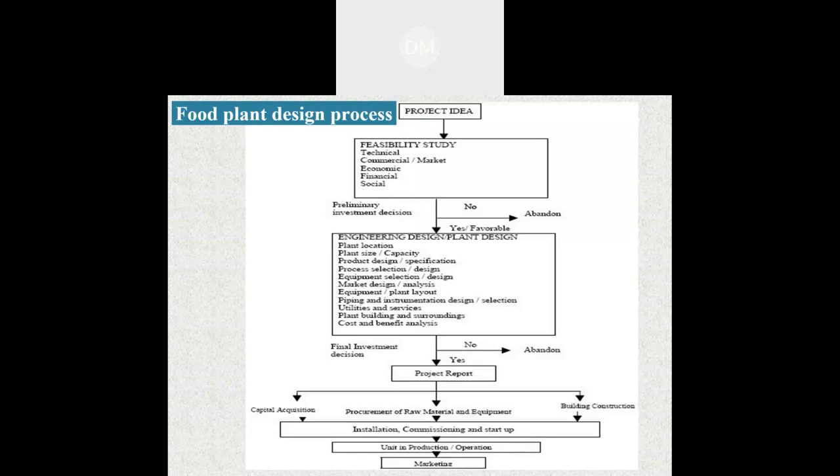Okay. So again, all points good. Then finally the investment decision. After the study of all these points, you have prepared the project report. Then project report, then capital, so building construction and procurement of raw material and equipments. Then installation and commissioning and startup, unit in production operation, and then marketing. So this is one process for designing, or this is the flowchart for plant design. Okay.